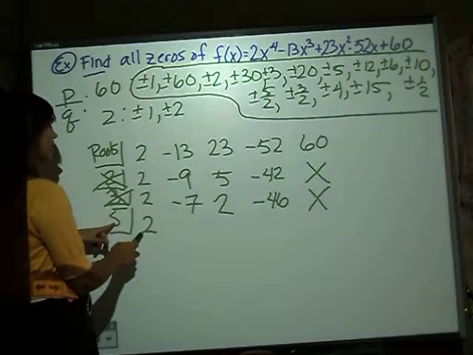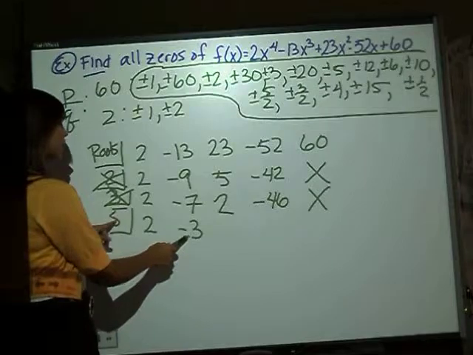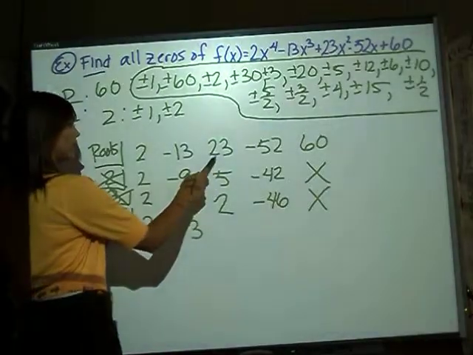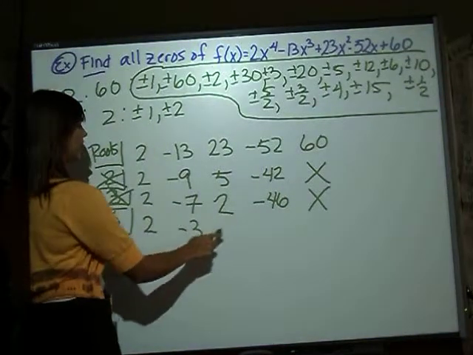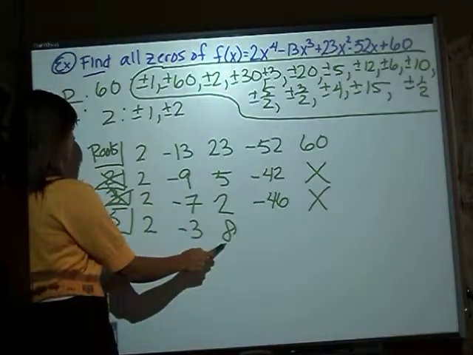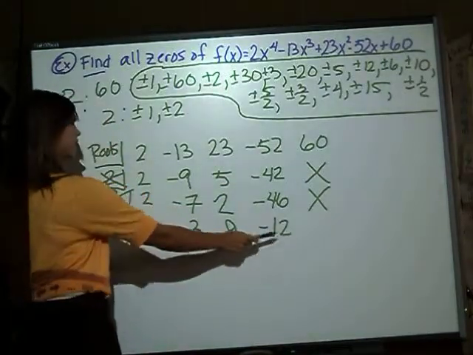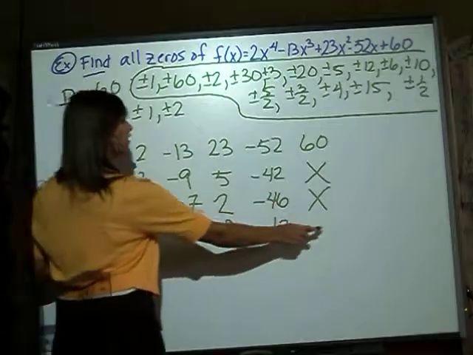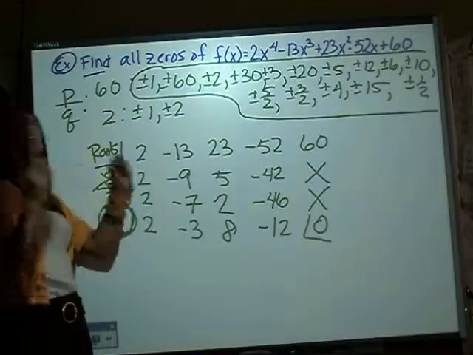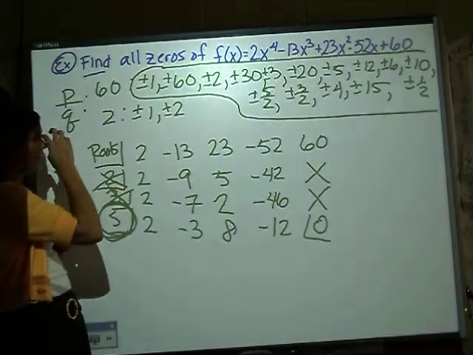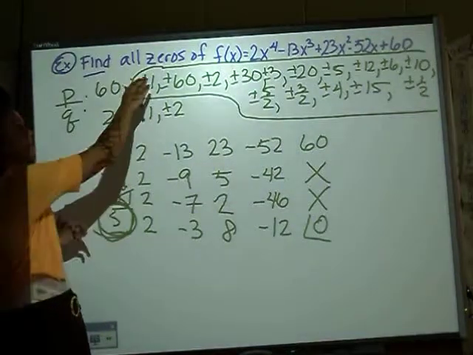2 times 5 is 10. 10 plus negative 13 is negative 3. Negative 3 times 5 is negative 15. Negative 15 plus 23 is 8. 8 times 5 is 40. Plus negative 52 is negative 12. Negative 12 times 5 is negative 60, which gives us a 0 here, meaning that 5 is a 0. Hooray! Okay? From here, we are not done because we're asked to find all the zeros.